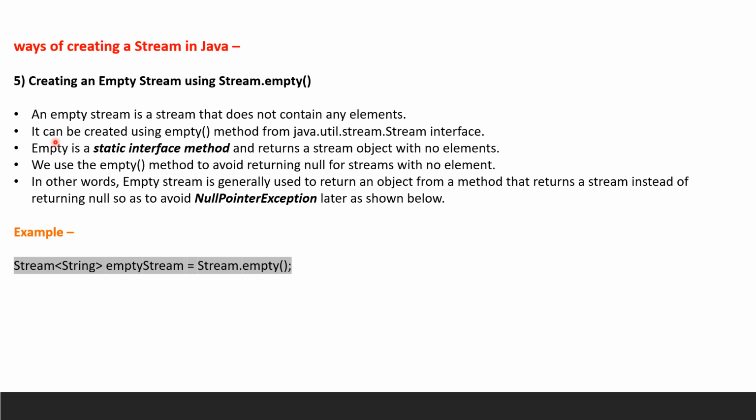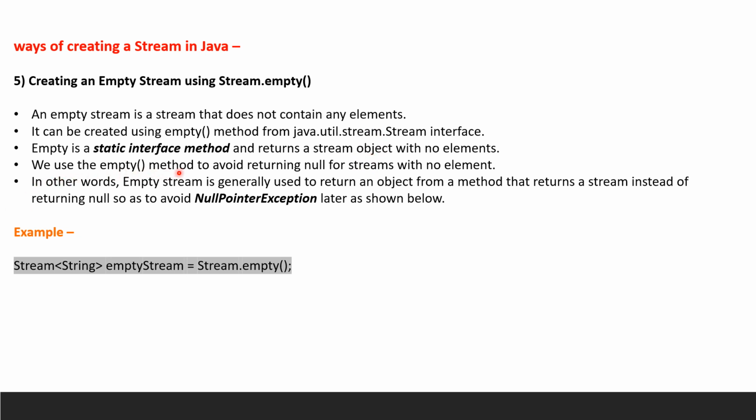And how can it be created? Using the empty method from the java.util.stream.Stream interface. From this interface we can create the stream using the Stream.empty method. Empty is a static interface method and returns a stream object with no elements. It will return the stream object only, but without any elements.